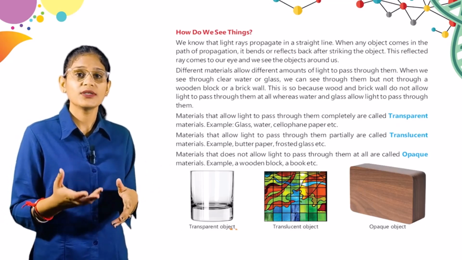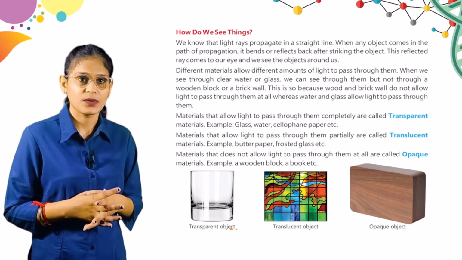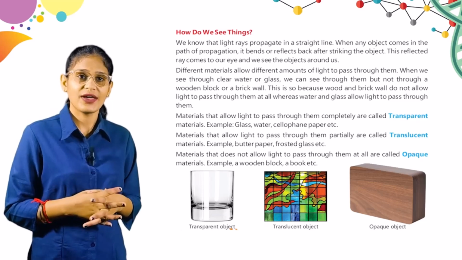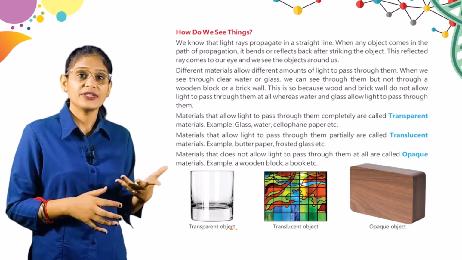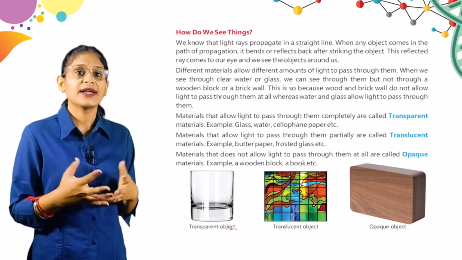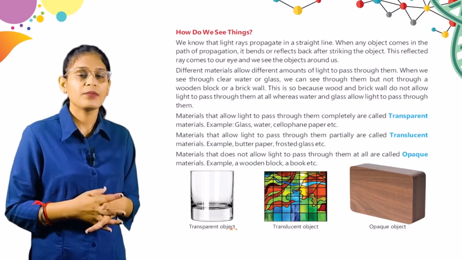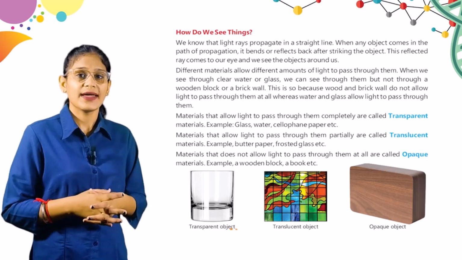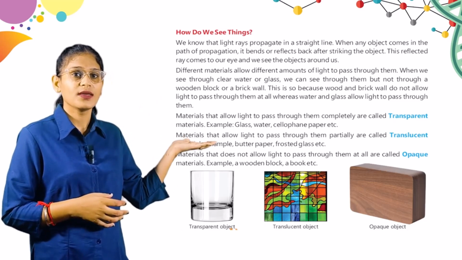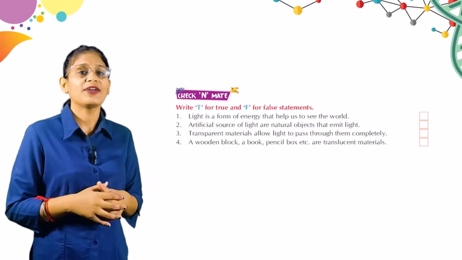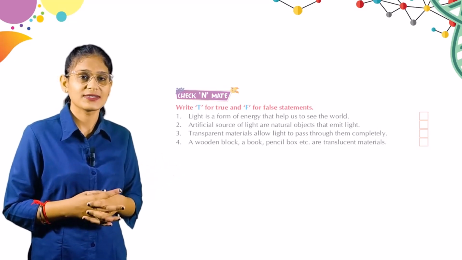Examples: glass, water, cellophane paper, etc. Materials that allow light to pass through them partially are called translucent materials. Example: butter paper, frosted glass, etc. Now we have materials that do not allow light to pass through them at all, called opaque materials. Example: a wooden block, a book, etc. Look here, here are some pictures. Transparent object, translucent object, opaque object. Now we have check and mate. You can do it by yourself as we already read about these things.